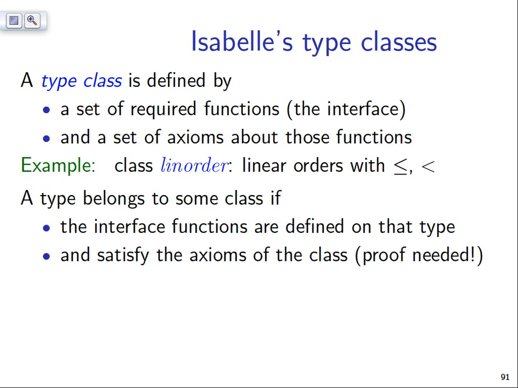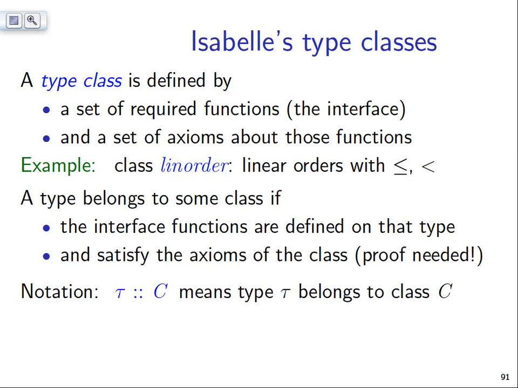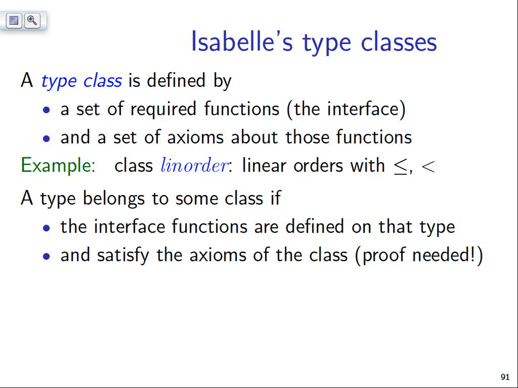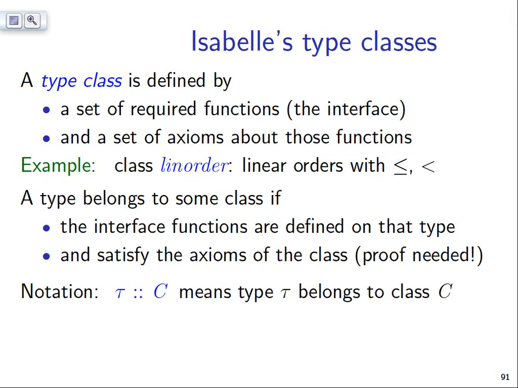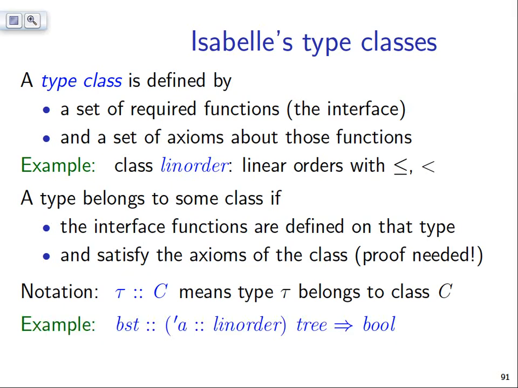And at that point, when you want to convince the system that a type is in a certain type class, you really need to do a proof. And the notation, you can write type :: class name, and that means the type belongs to a certain class. Here is an example of that, where you use that notation inside a type.